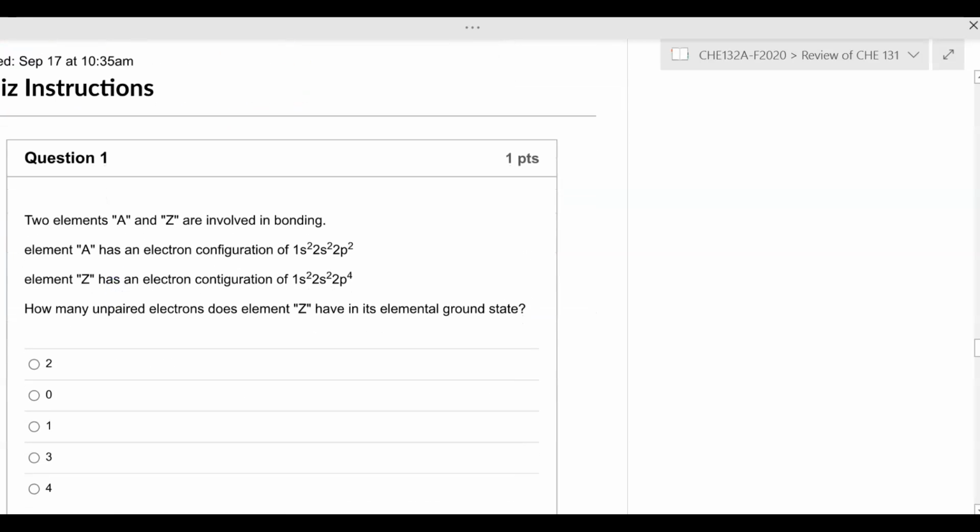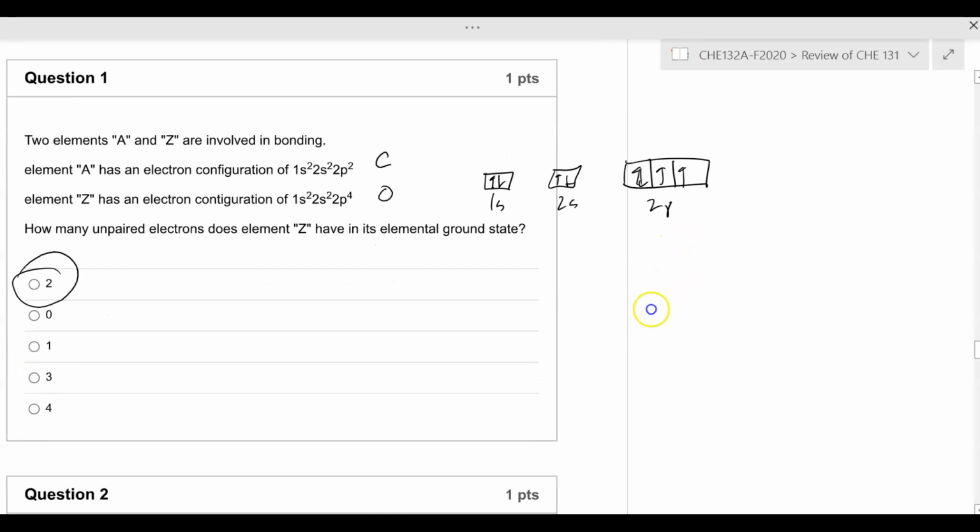All right, the second version of the quiz isn't too much different. I just changed the electron configuration, so they're different elements now. This is now equivalent to being carbon. This is now equivalent to being oxygen. So if I look at my electronic configuration, 1s, 2s, 2p, got 2 here, 1, 2, 3, 4. So I have 2 unpaired electrons in the carbon there.